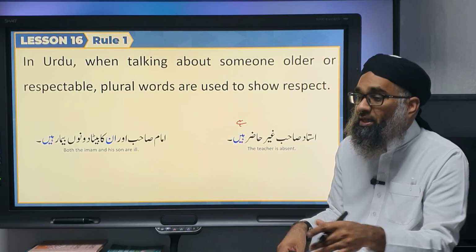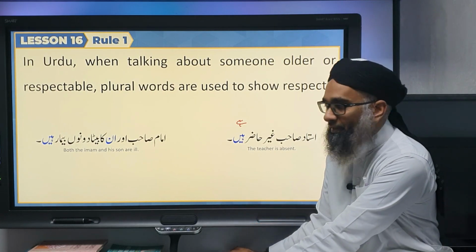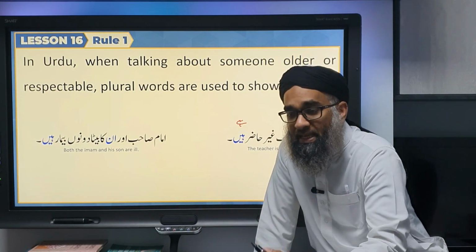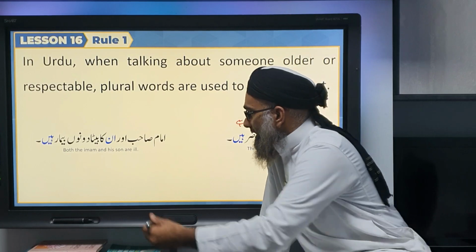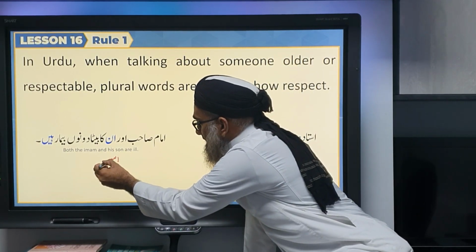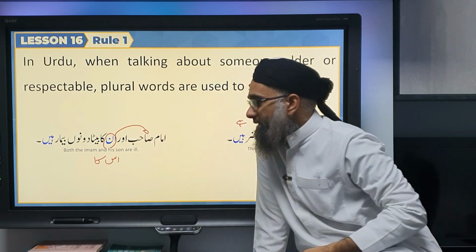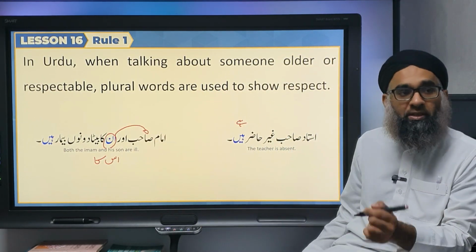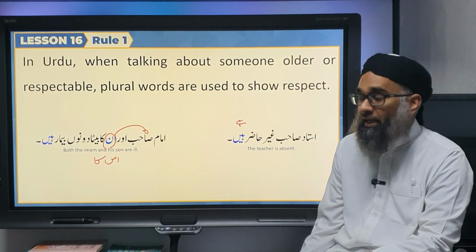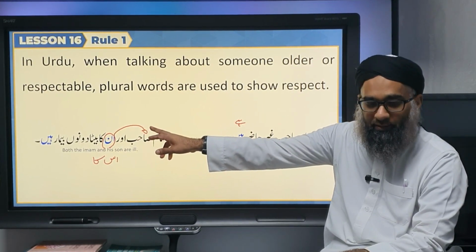Imam Sahib aur unka beta. Now here you have a possessive structure. What does his mean? Uska. So Imam Sahib aur uska beta. But now it refers to Imam Sahib. So when I say uska beta, what do you say? Unka beta. You understand? Now this beta is probably a young boy.